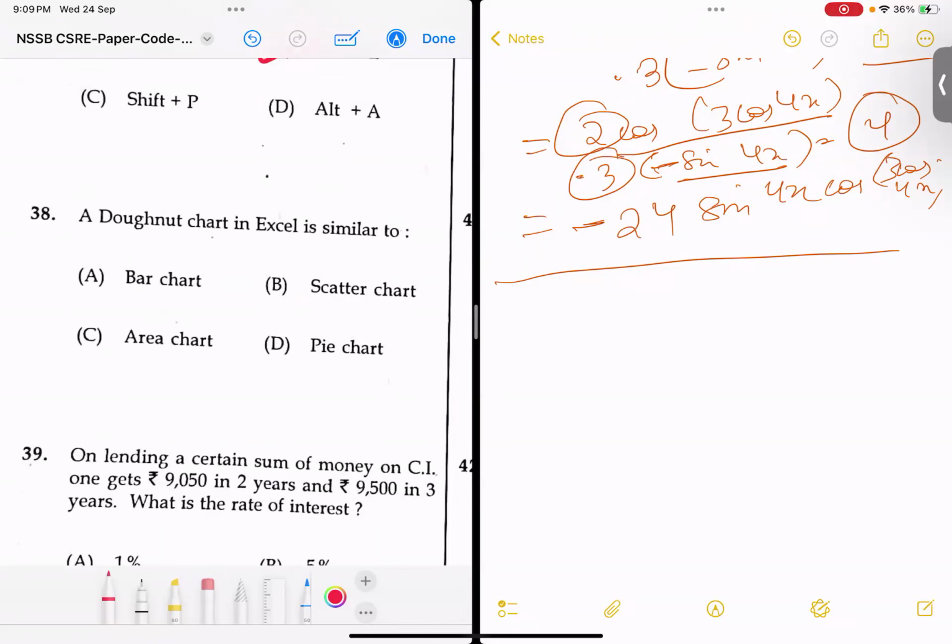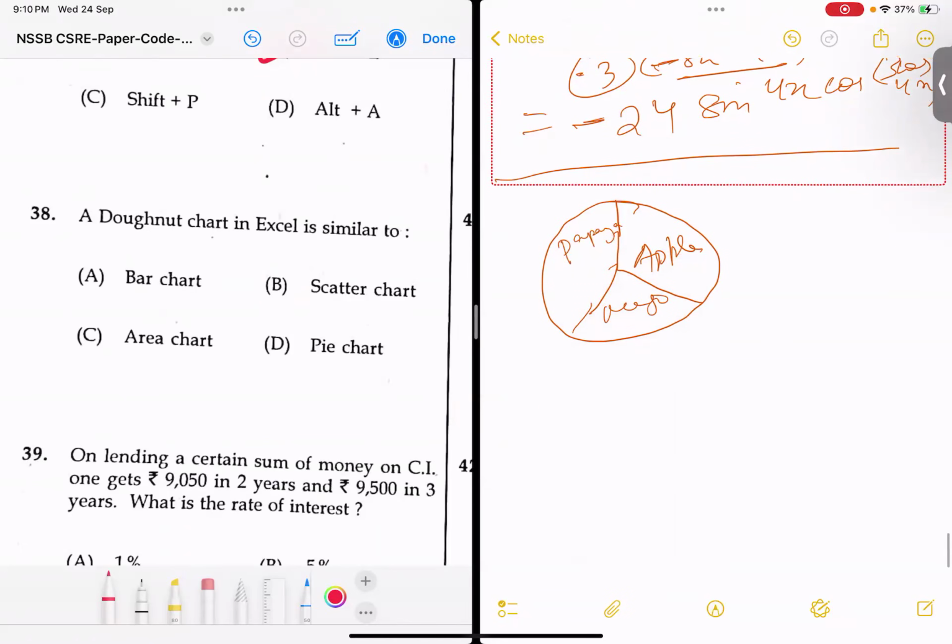Now, question number 38. A donut chart in Excel is similar to what? So what happens in a pie chart? Suppose apples, mangoes, and papaya, right? So this is how things are represented in a pie chart, right? Now, what happens in a donut chart?